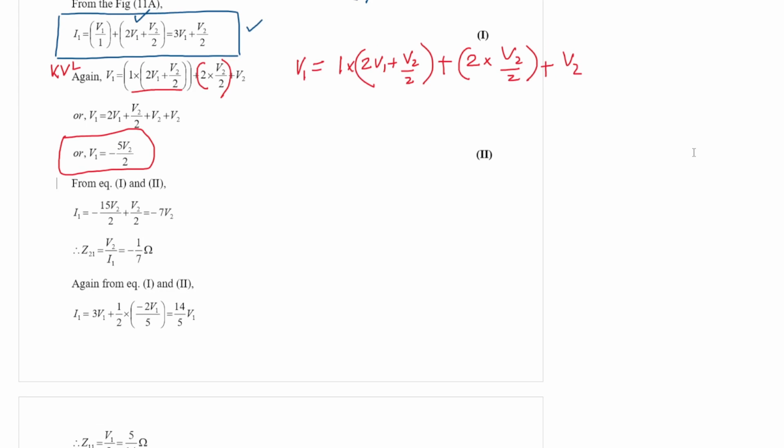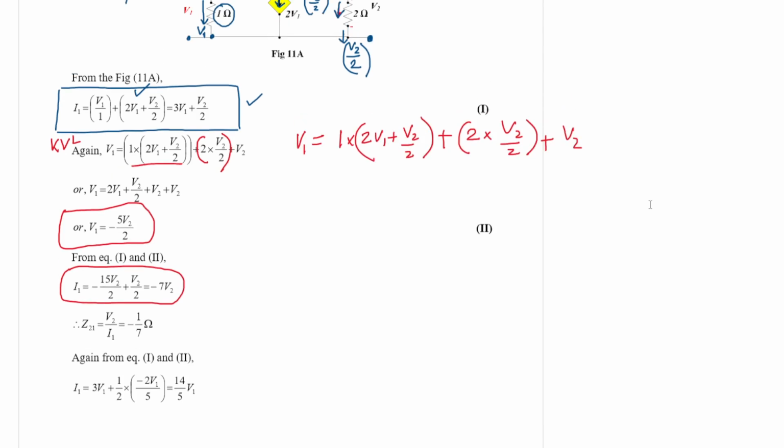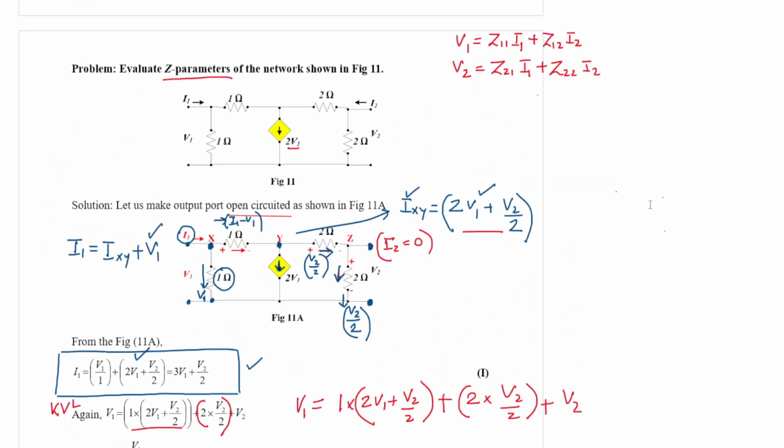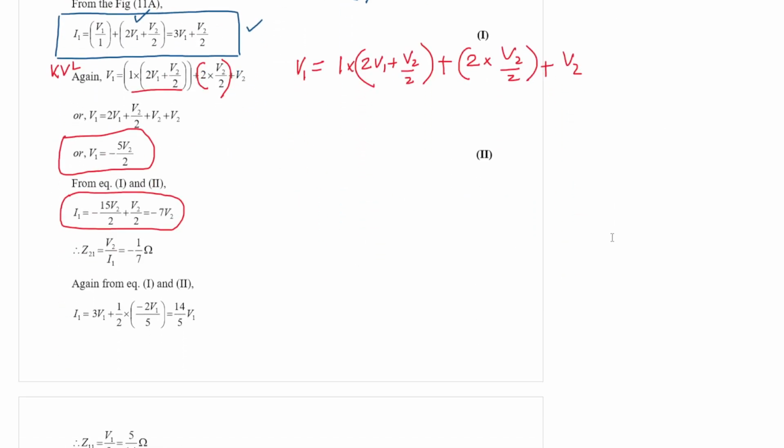So from equations 1 and 2, if you solve, I1 is equal to 7 V2. If you carefully look at the equations, from these two equations you can directly write Z21 is equal to V2 by I1, with, of course, I2 equal to 0. If you solve in this way, you will get our first parameter, which is 1 by 7 ohm.